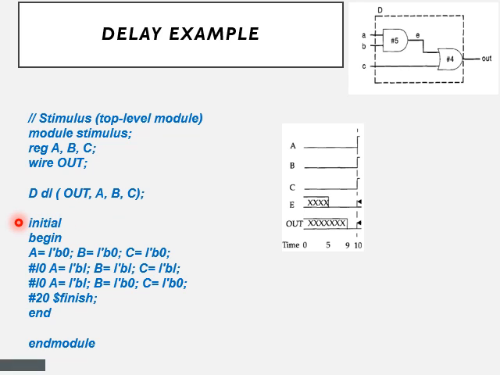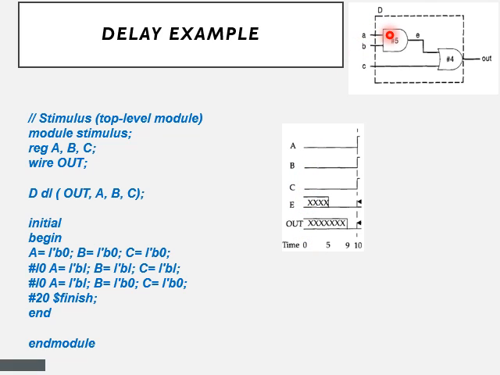Next is the initial block. As you know, the initial block is the one which facilitates sequential execution. The statements that are to be executed sequentially should be enclosed between the begin and the end statements. So the first line says A, B, C, all three I have initialized to 0. There is no time specified here. That means at time t equal to 0, I am initializing A, B and C, all three inputs, as 0. The same thing is reflected in the waveform: at time t equal to 0, ABC are 0.